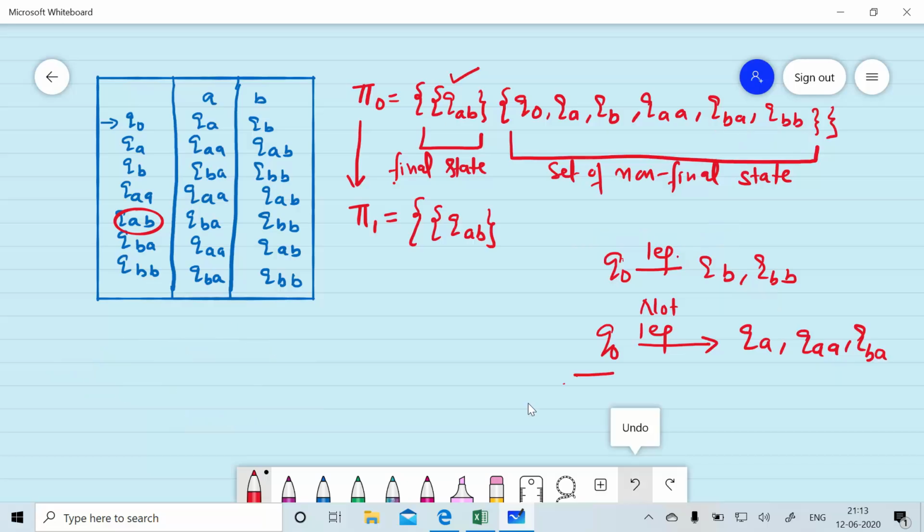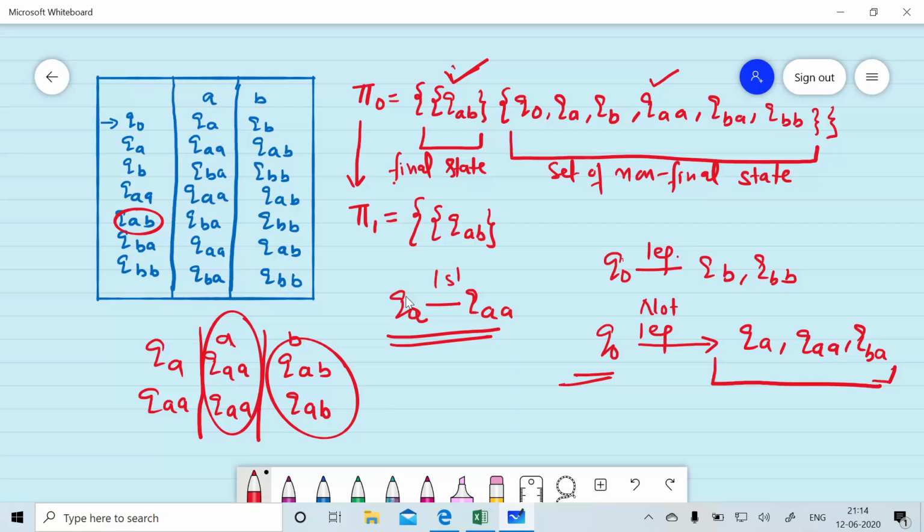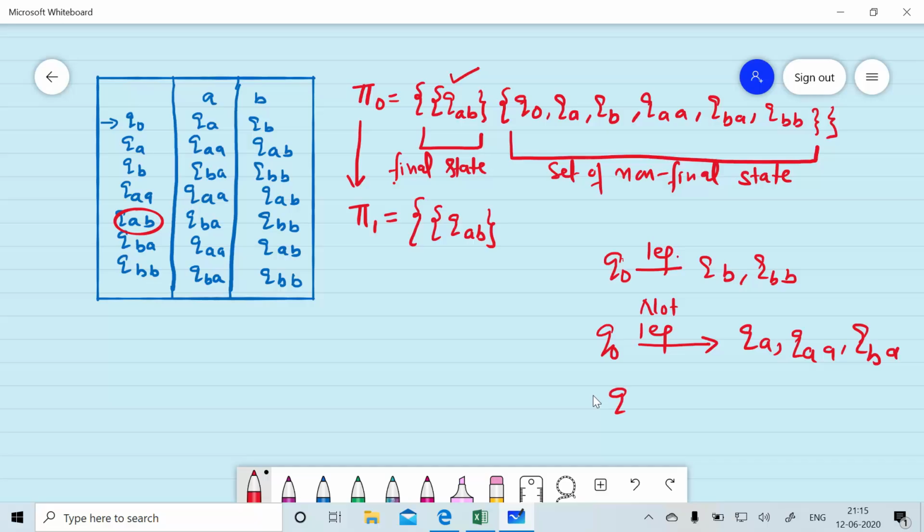Now because Q0 is not equivalent to QA, QAA, QBA, we will check whether QA is equivalent to QAA. Under A, both are giving us QAA. QAA belongs to this set, so they are equivalent under A. Under B, both are giving QAB. It belongs to this set, so they are also one equivalent. So we can say QA and QAA are one equivalent.